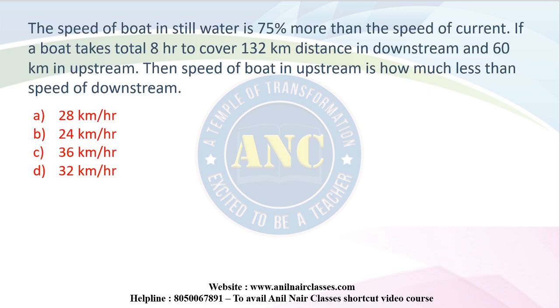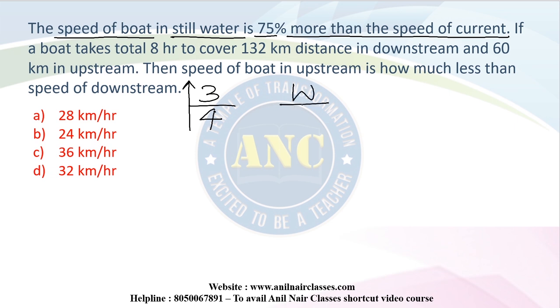Next, question number 17. The speed of boat in still water is 75% more than the speed of current. That means 75% is 3 by 4. More is nothing but increase. So if the water speed is 4 kilometers per hour, the speed of boat in still water will be 3 more than 4, which is 7 kilometers per hour.